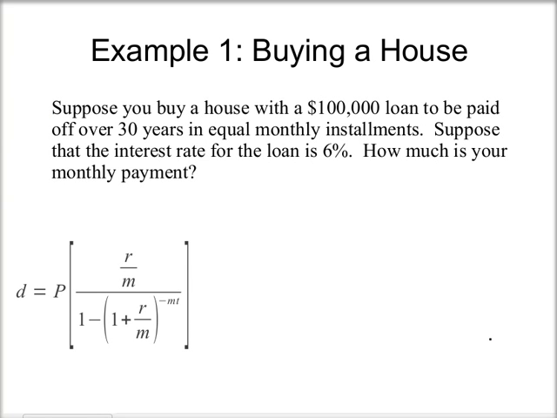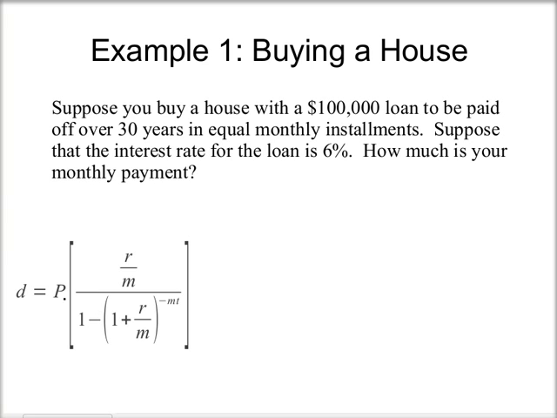So let's look at an example of buying a house. Suppose you buy a house with a $100,000 loan to be paid off over 30 years in equal monthly installments. Suppose that the interest rate for the loan is 6%, and we want to figure out how much is your monthly payment. So I've got the formula here for monthly payment.